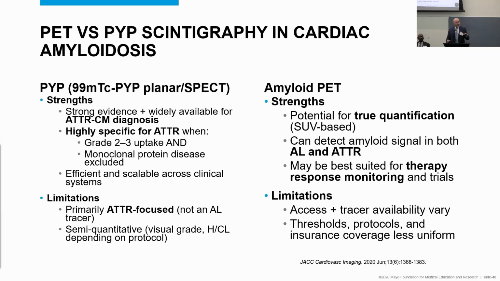So strengths: if you're looking at PYP and SPECT, it's widely available. It's highly specific for TTR, grade 2 and 3, and we're going to potentially talk about how it picks up the disease later. The limitation is that it's primarily TTR focused, so not an AL tracer. It's semi-quantitative.